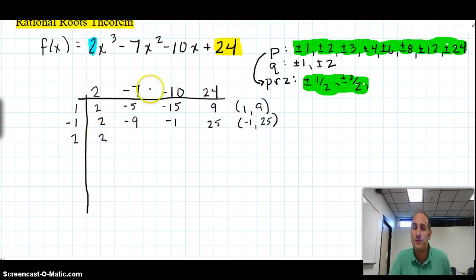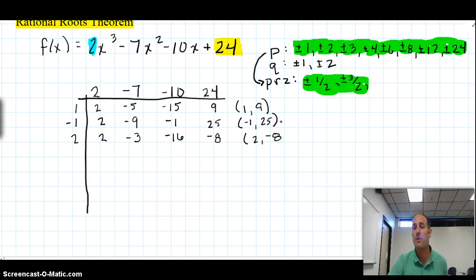2 times 2 is 4, and negative 7, when you add that, you get negative 3. 2 times negative 3 is negative 6, along with negative 10 is negative 16. And then negative 2 times negative 16 is negative 32. Add that to the 24, and you get negative 8. So that gives us 2, negative 8.